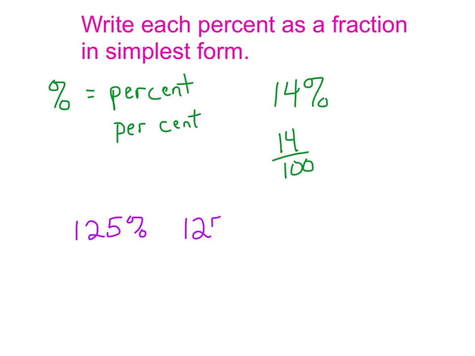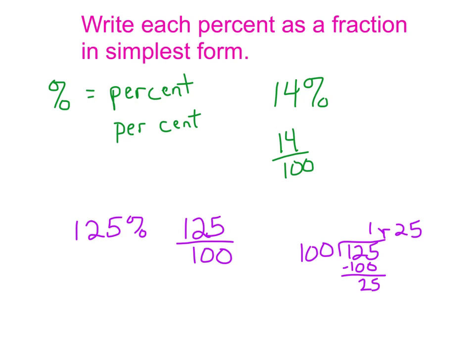The first is we could actually write this as a fraction, just like this. Remember, 125% would mean 125 per 100. And now I know this is an improper fraction because my numerator is bigger than my denominator. So I could divide it out, 125 divided by 100. And if I did that, I would get 1 with a remainder of 25.